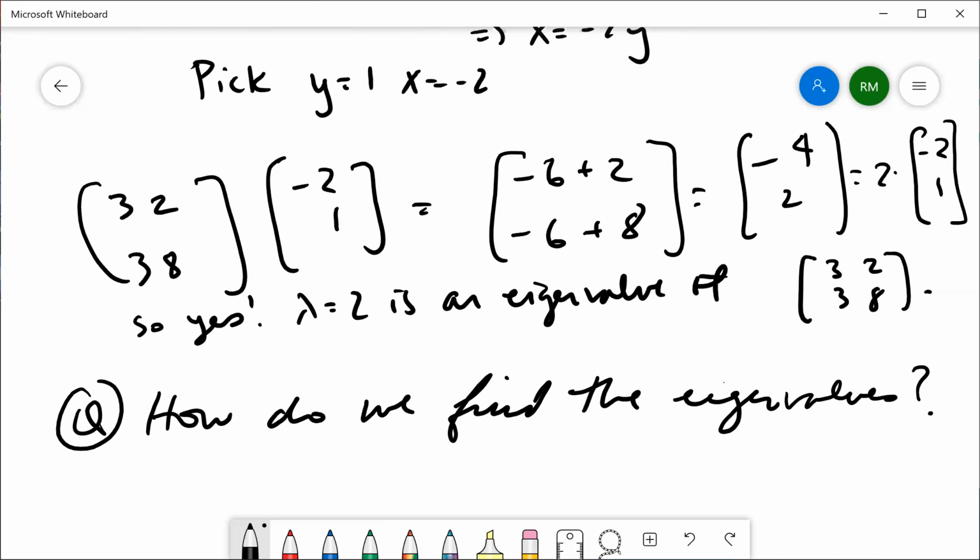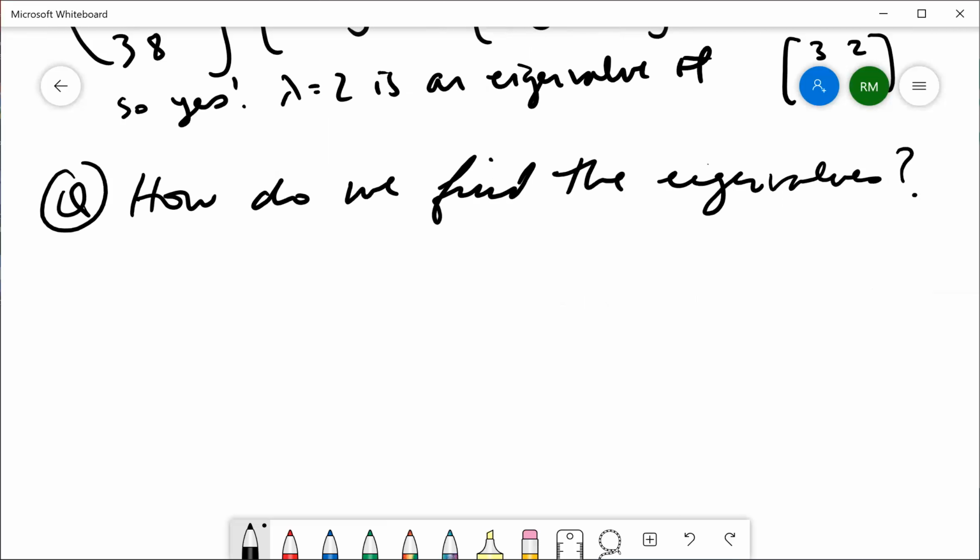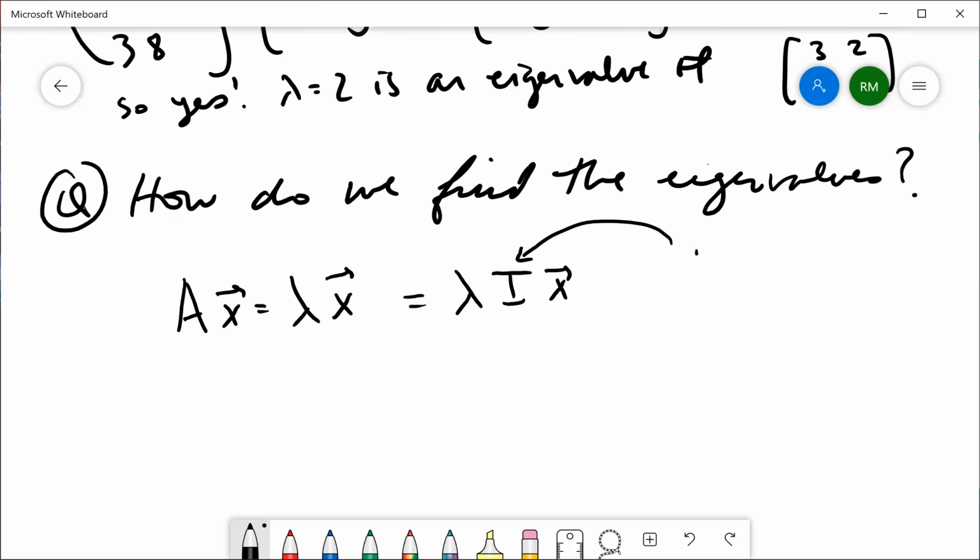How do we find the eigenvalues? So we're going to go through a little bit of a process and identify how we can find them. So we need to find real numbers lambda so that we can solve this equation. This equation is the same as this equation, where I is the identity matrix.